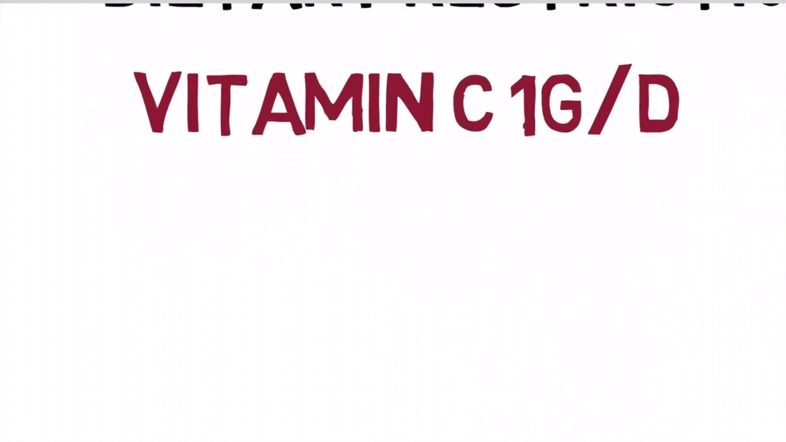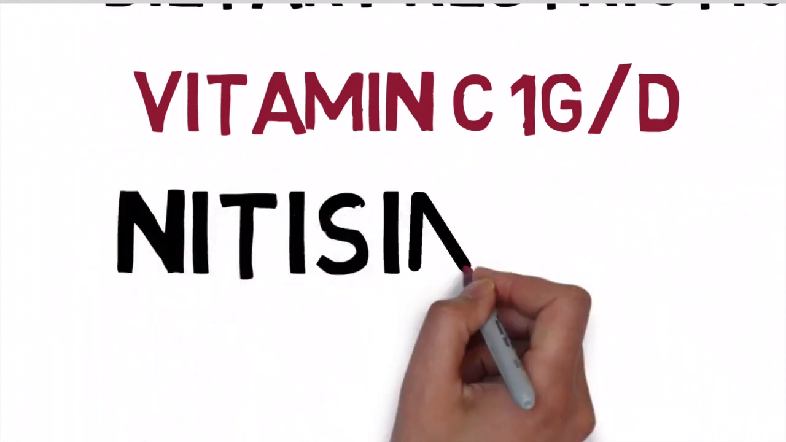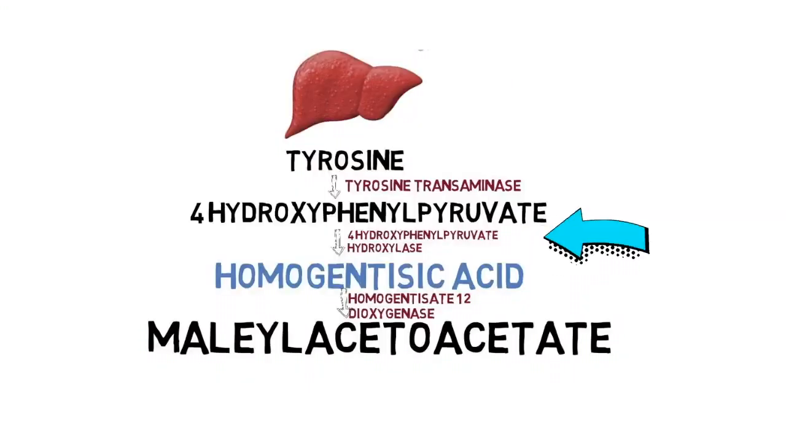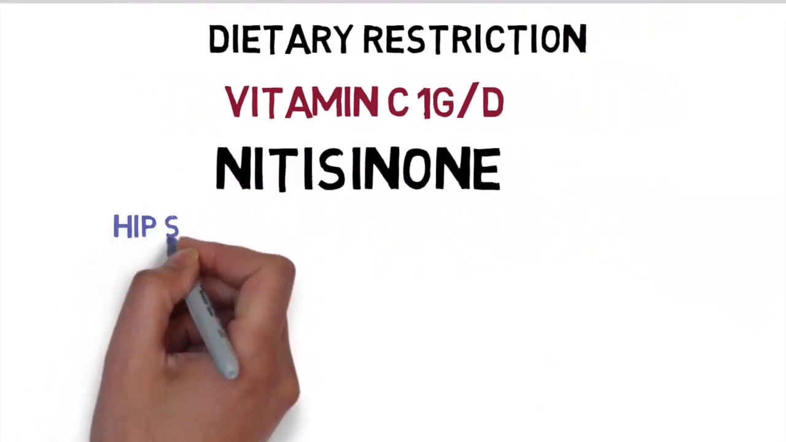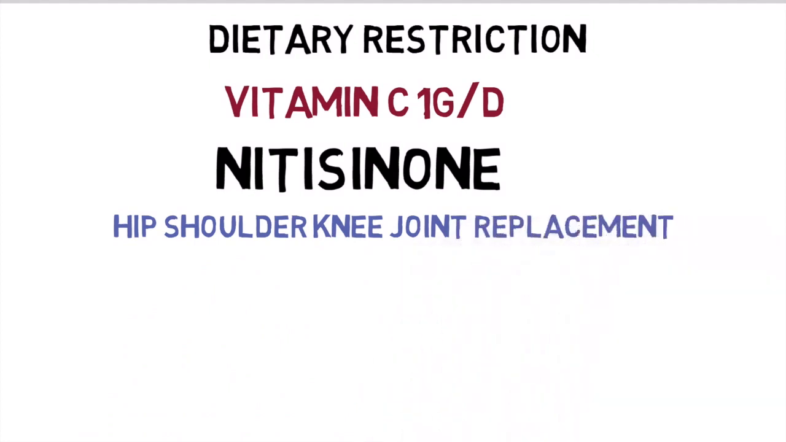Limited use of nitisinone has been reported. Nitisinone is an inhibitor of the enzyme 4-hydroxyphenylpyruvate dioxygenase, which mediates the formation of homogentisic acid. As a result of this, less homogentisic acid is formed. Urinary homogentisate excretion was markedly reduced by the use of nitisinone, but safety of prolonged use is still an open question. Older individuals may require removal of the lumbar discs. Hip, shoulder or knee joint replacement may be necessary.